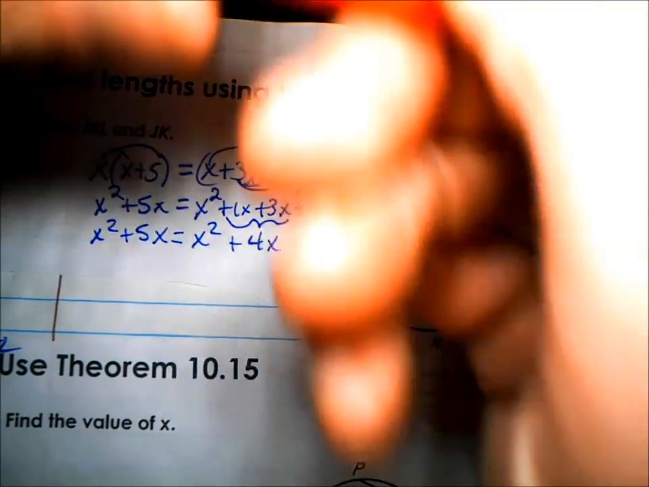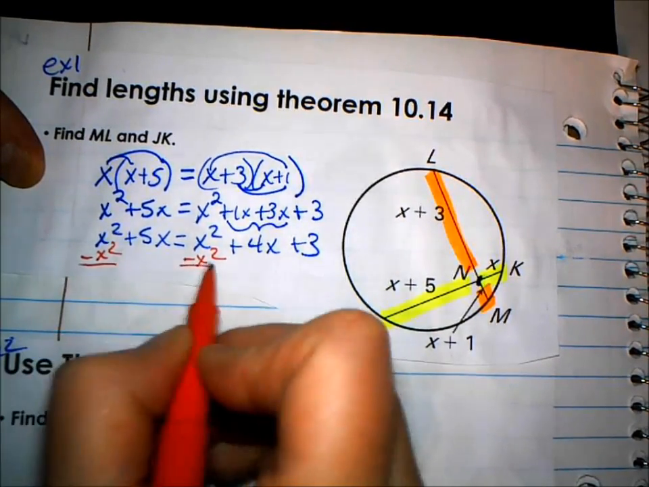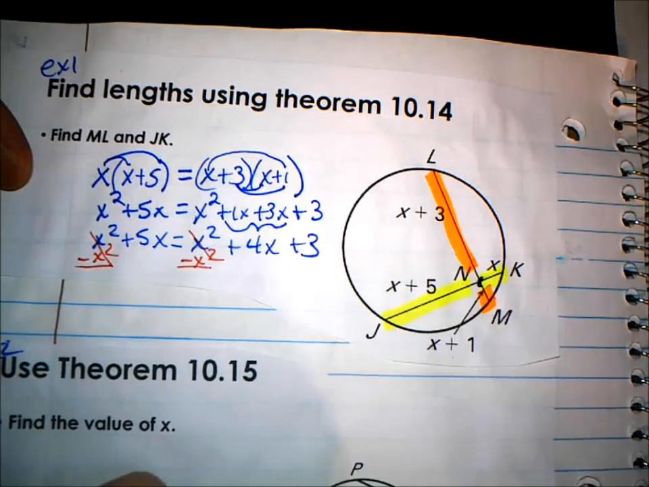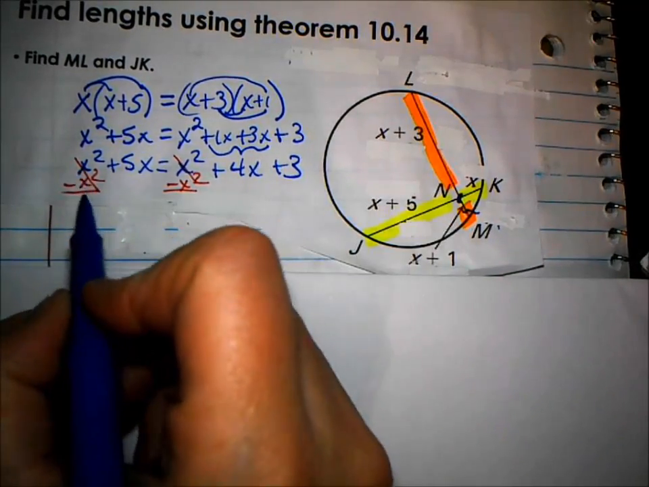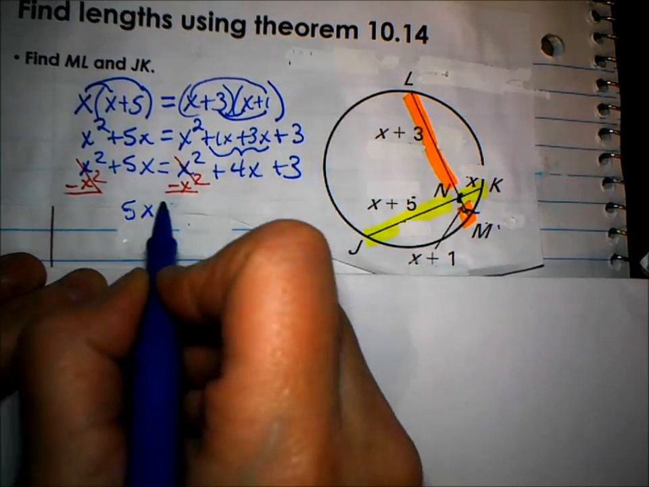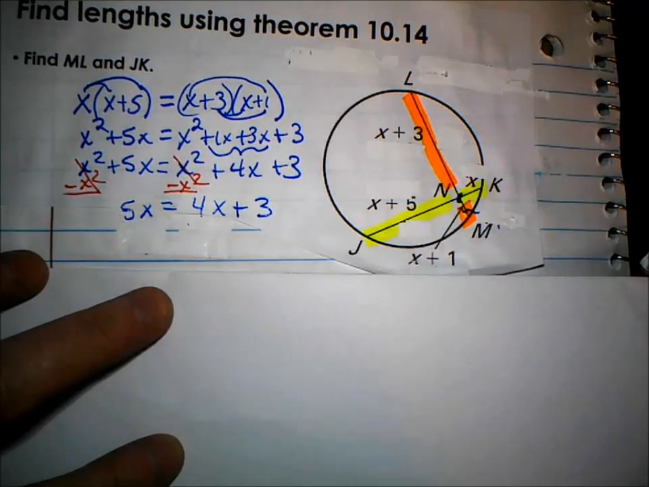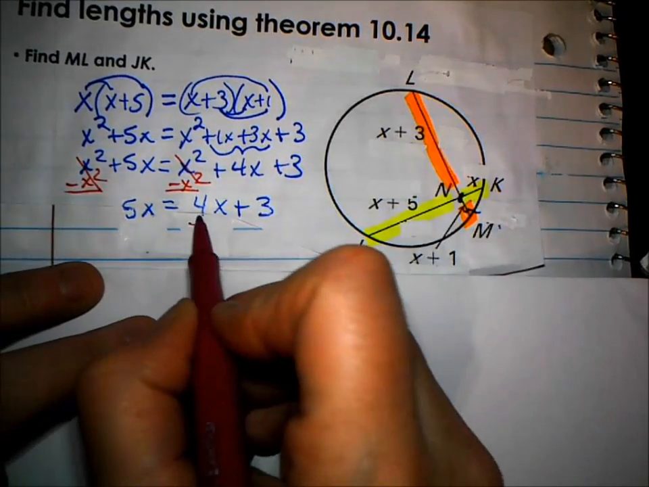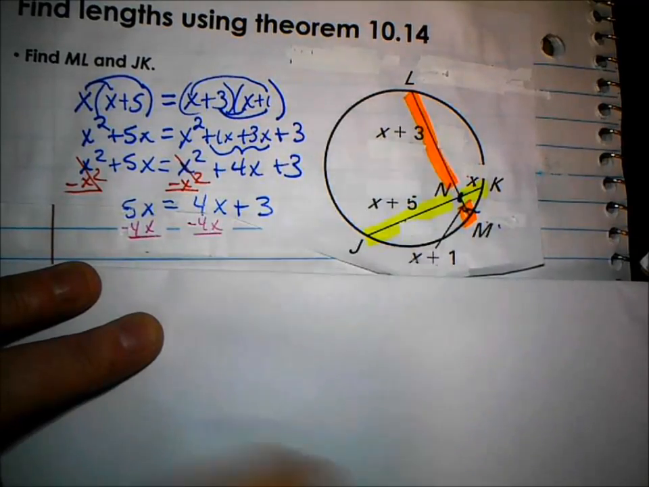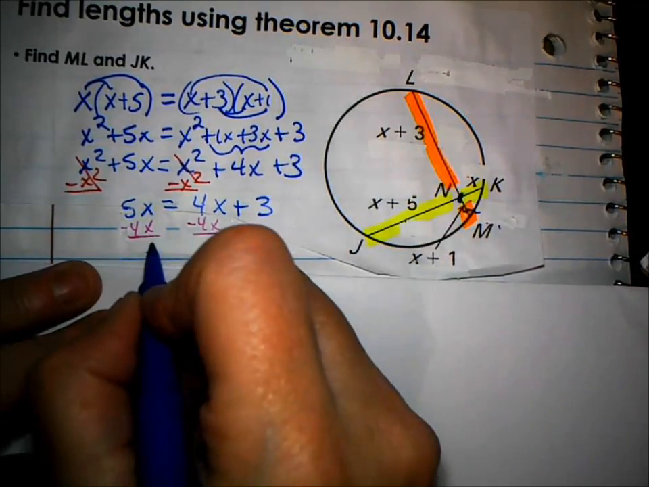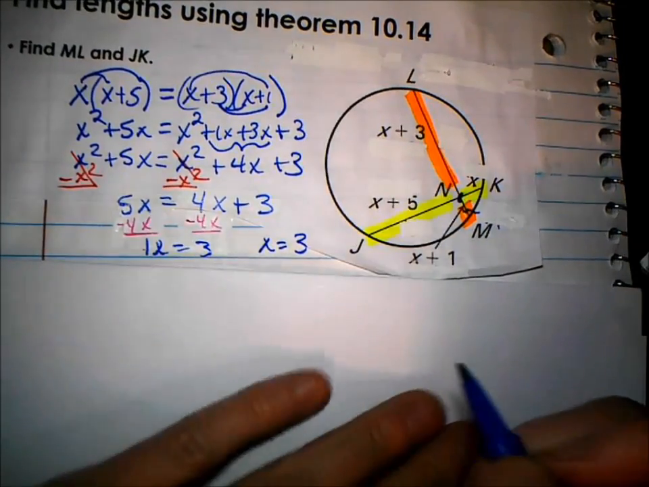I'm going to subtract my X squareds, and in doing so I notice they both cancel each other out. So the X squareds cancel out, which gives you 5X is equal to 4X plus 3. I'm going to subtract 4X, and that gives you basically 1X equals 3, so that means X is equal to 3.